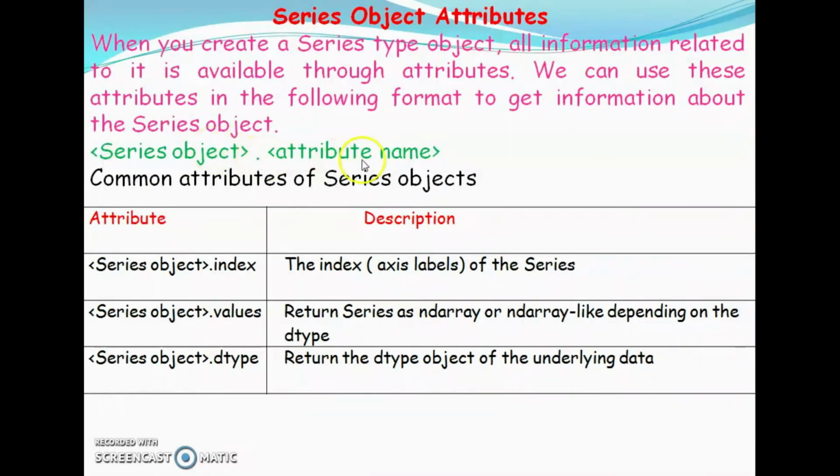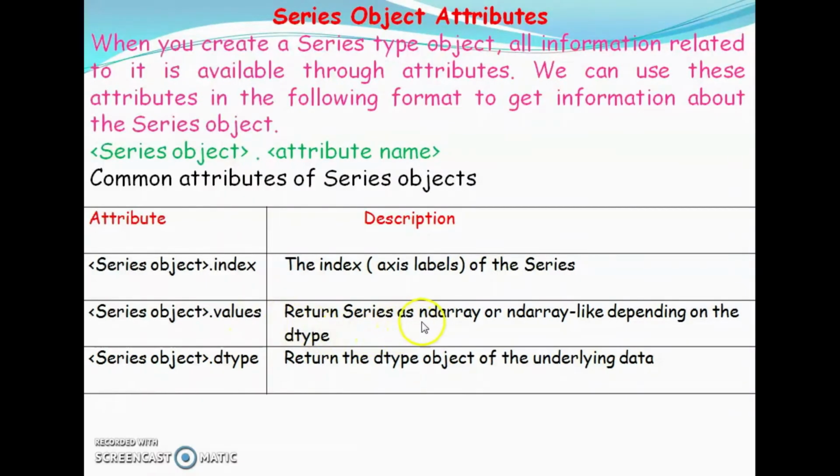Series object dot attribute name. Common attributes of series objects. Attribute and description. Just go through this. Series object dot index. The index of the series we will get. Index means axis labels.